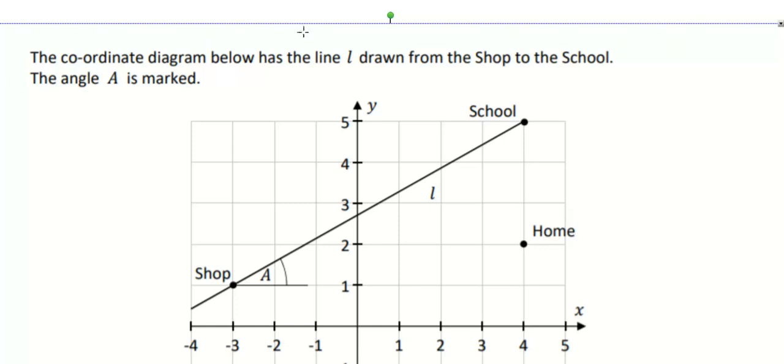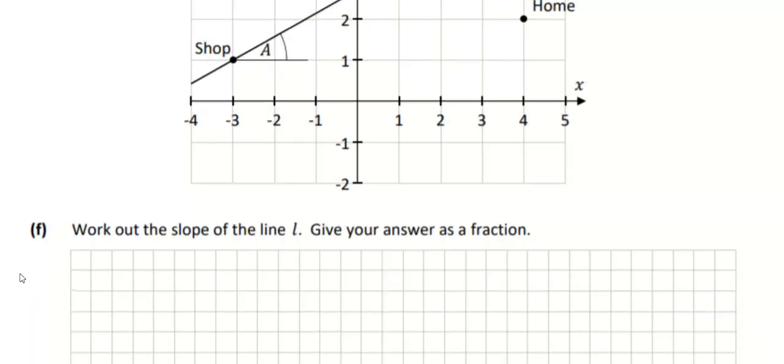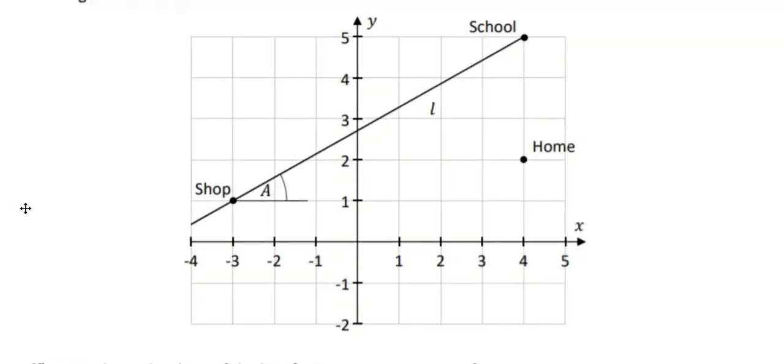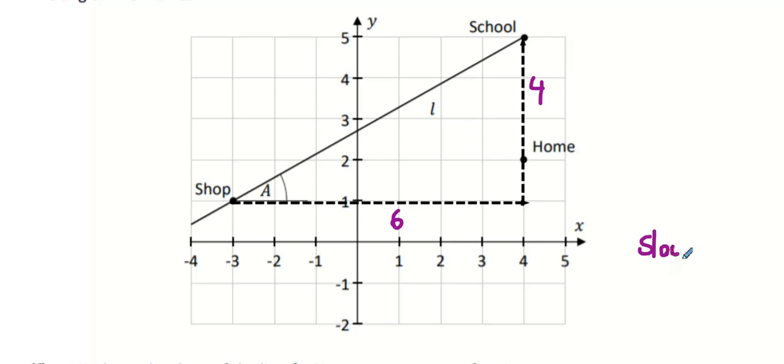the coordinate diagram below shows the line L drawn from the school to the shop. The angle A is marked here. Work out the slope of the line, give your answer as a fraction. Well, two ways of doing it. You could do rise over run using your diagram here. It has a rise of 4, so it goes 4 up and 1, 2, 3, 6 across. This would indicate a slope of rise over run, which is 4 over 6, which is 2 over 3.